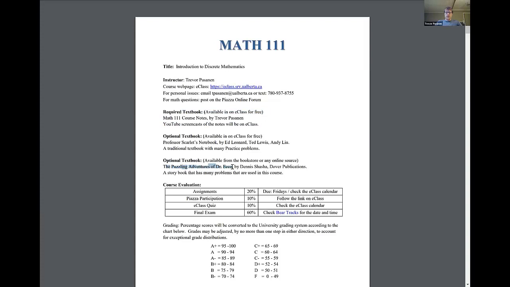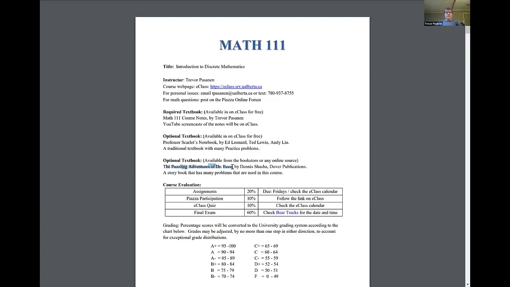So lots of the problems that I got for the notes are actually from the Puzzling Adventures of Dr. Echo. So you don't necessarily need the Puzzling Adventures of Dr. Echo. It's really a storybook with math problems and solutions. You can get it if you like. It's a really fun book, but it's completely up to you. And it's not particularly expensive. It's like under $20 the last time I checked.